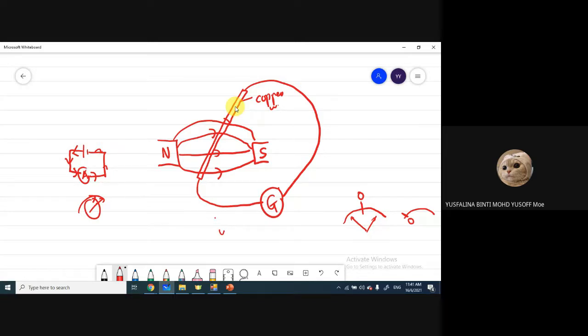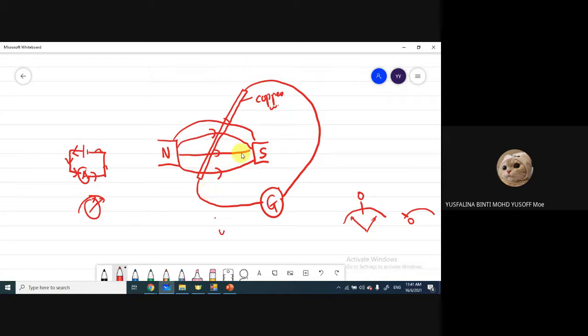Then I want to explain how the induced current can be produced by using this apparatus. You already know there are magnetic field lines. This is the conductor, and the conductor will cut the magnetic field lines, so the conductor has to move up and down so it can cut the magnetic field lines here. When it cuts the magnetic field lines, it will produce the induced current.